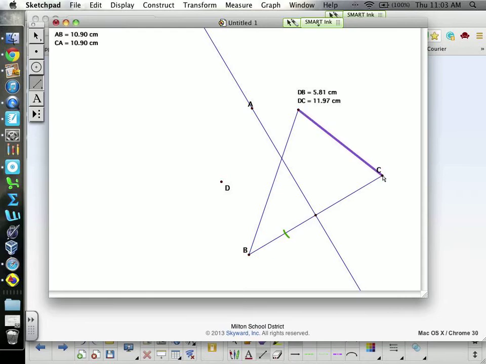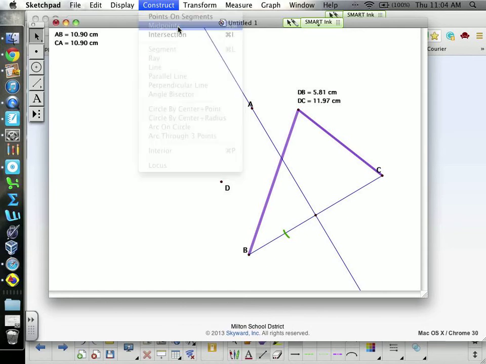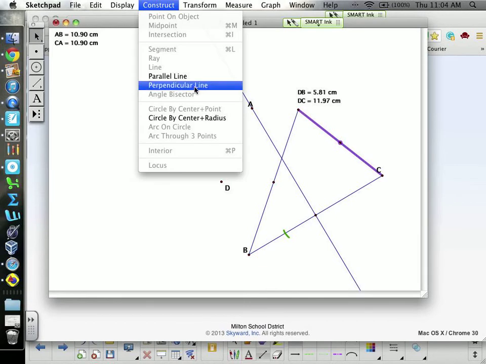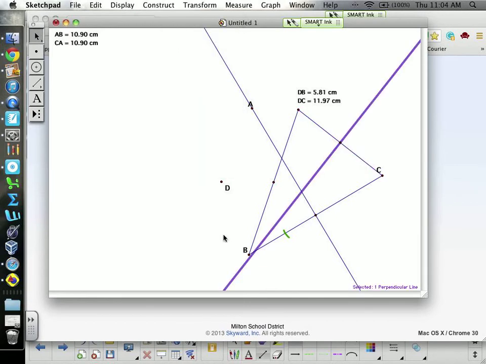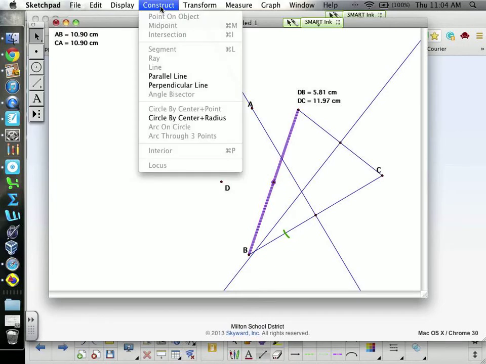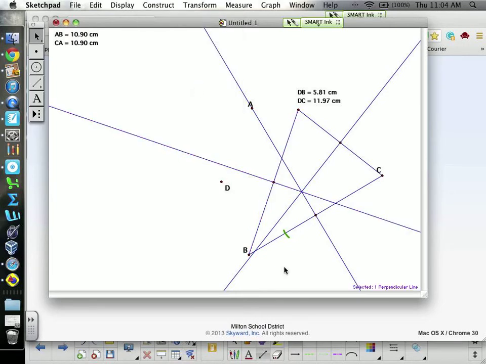Now I'm going to create the perpendicular bisector of each side. So I have to put the midpoints on the side. We can construct midpoints on each side. And then I'm going to construct a perpendicular line here, and I'm going to construct a perpendicular line here. Notice all 3 lines intersect at a common point of intersection, don't they?